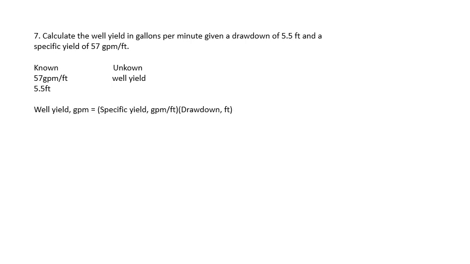So a rearranged formula: well yield, gallons per minute, is equal to specific yield, gallons per minute per foot, multiplied by the drawdown in feet. Plug in your numbers, 57 gallons per minute per foot times 5.5 feet. Feet are going to cancel out. You're left with 313.5 gallons per minute.